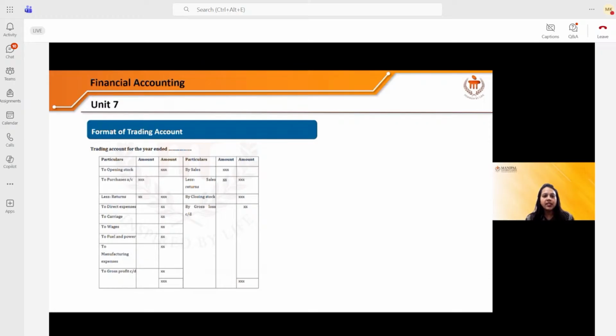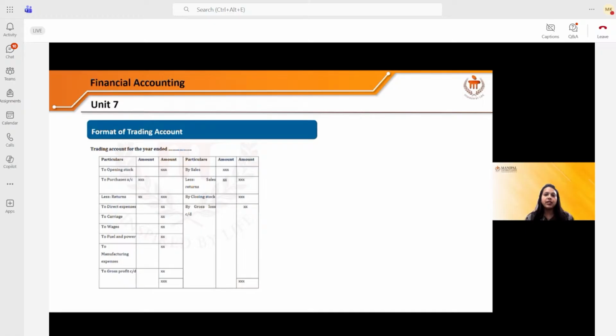I have a request to all the learners, please take a screenshot of that format so that you will be able to understand how to do the numerical. Please take the screenshot of the trading account. Also please keep pen and paper, pen and register with you so that you will be able to solve the numerical as well. That is the format of the trading account.